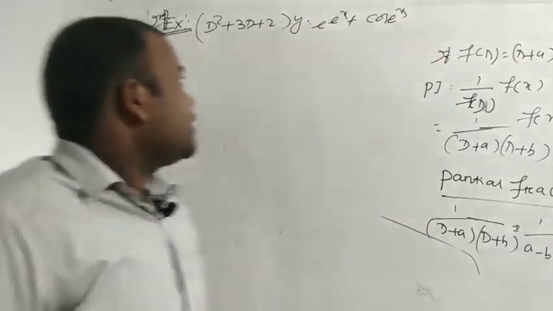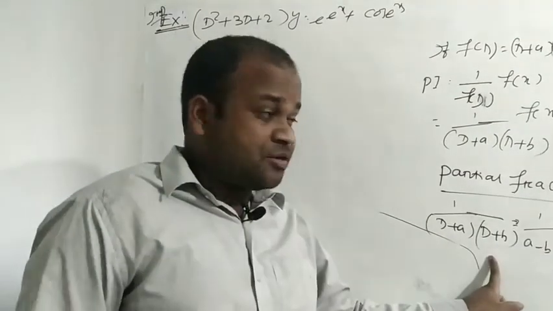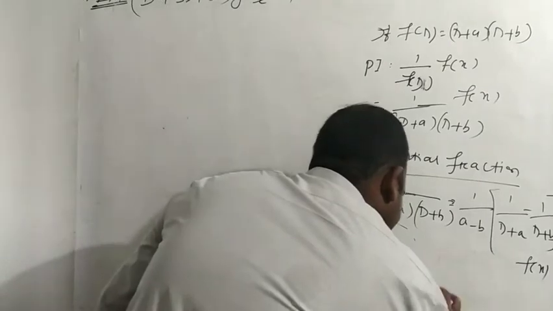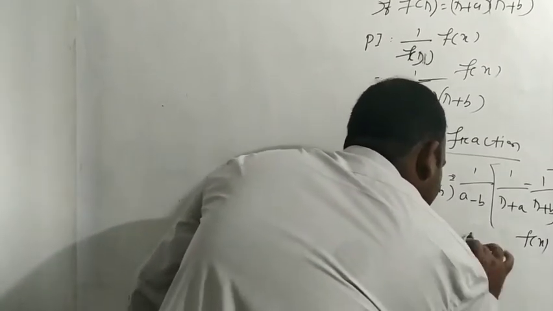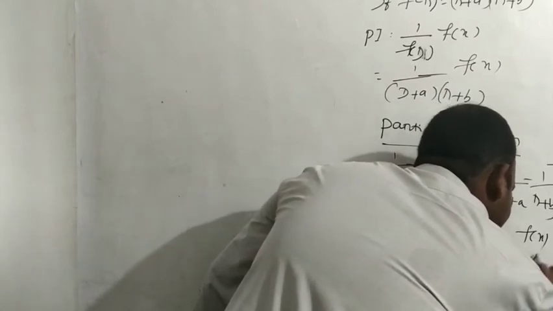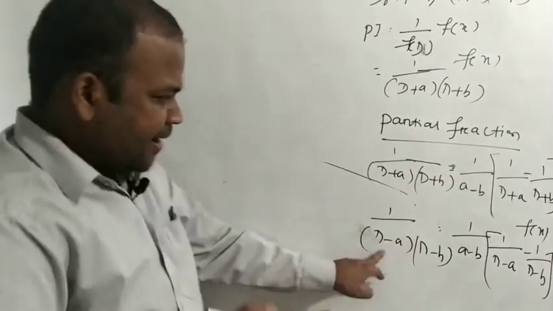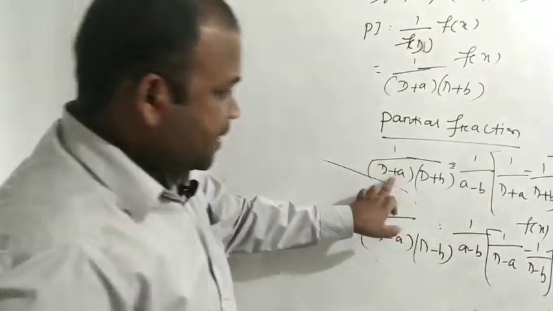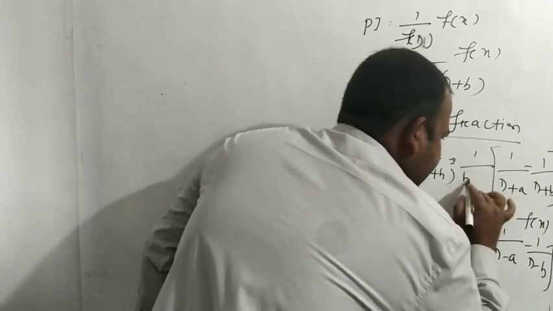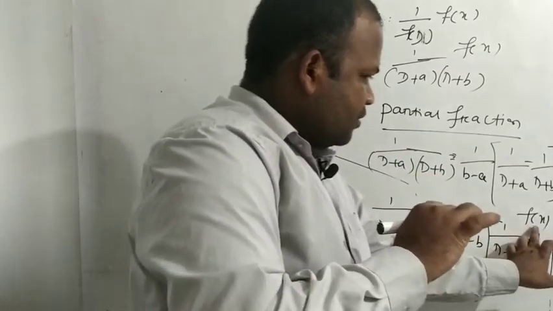Now, (D² + 3D + 2) y = e^x + cos(e^x). Here we will get (D + 1) and (D + 2), that is, (D + a) and (D + b). Sometimes it is also (D − a) and (D − b). 1/((D − a)(D − b)) = 1/(a − b) [1/(D − a) − 1/(D − b)]. So if it is minus, it is a − b, but if it is plus, it is b − a.